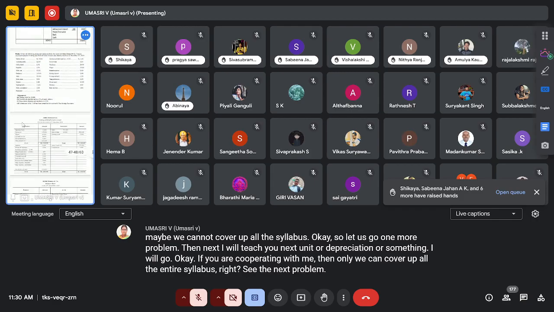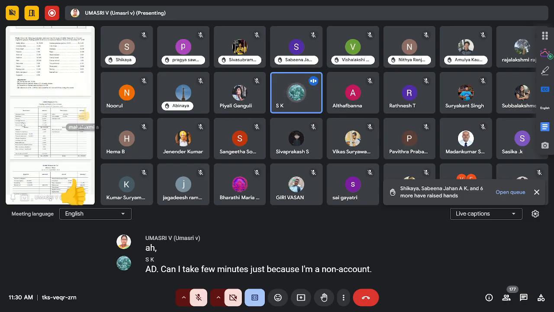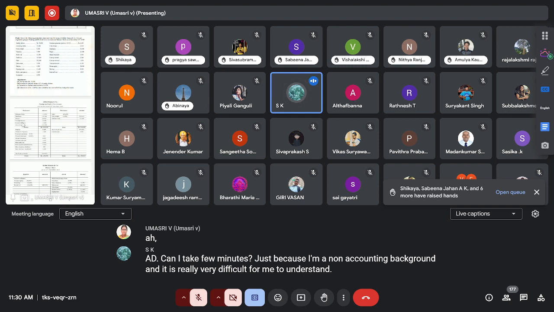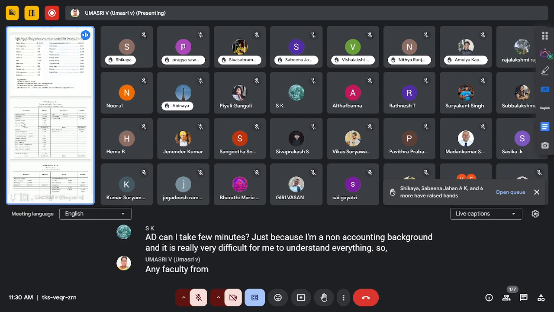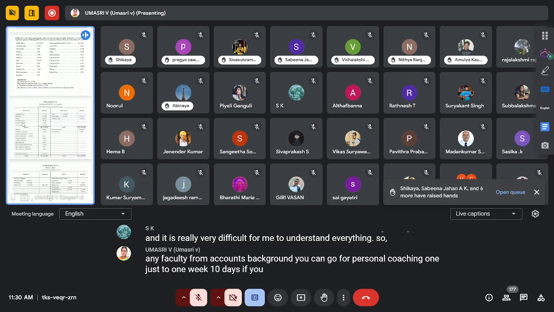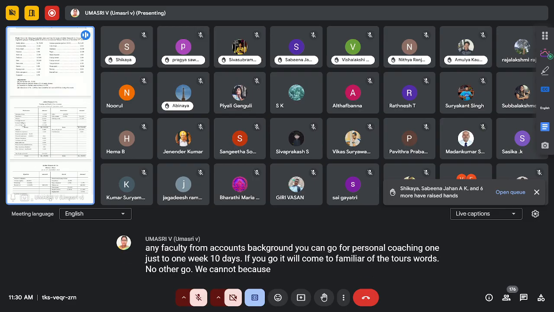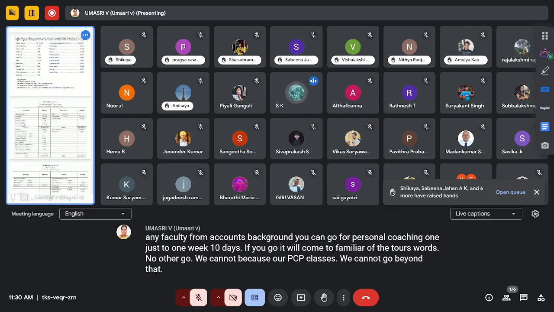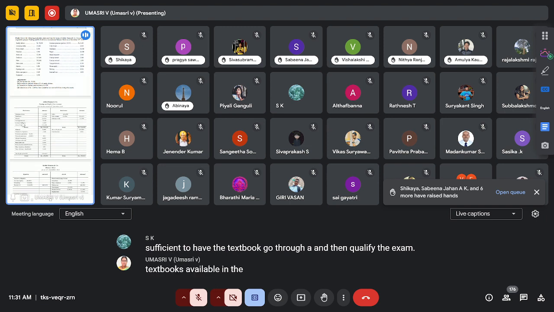See the next problem. Ma'am, can I take a few minutes? Because I am from a non-accounting background, it is really very difficult for me to understand everything. So in that case, you can go to a nearby faculty from an accounts background for personal coaching. Just 1 week, 10 days, if you go, you will become familiar with those words. We cannot go beyond that, because of our PCP classes. Understood, ma'am. But is it sufficient to go through the textbook and qualify in the exam? No, it is not sufficient. You go for some other textbooks available in the market.